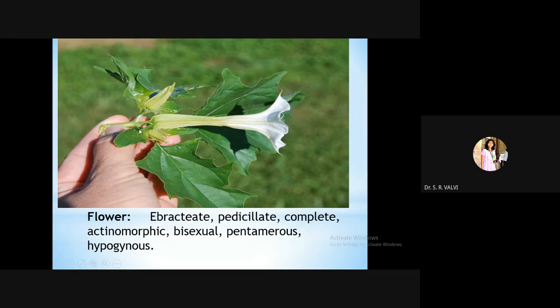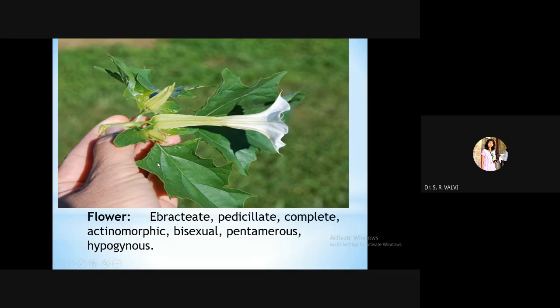And if a leaf-like appendage, very small, not an exact leaf, okay, a very small leaf-like appendage, is present at the base, see my pointer, if the leaf-like appendage is present at the base of this flower, at the base of this pedicel, then you have to call it a bract. But here no such bract is present, hence our term is ebracteate.